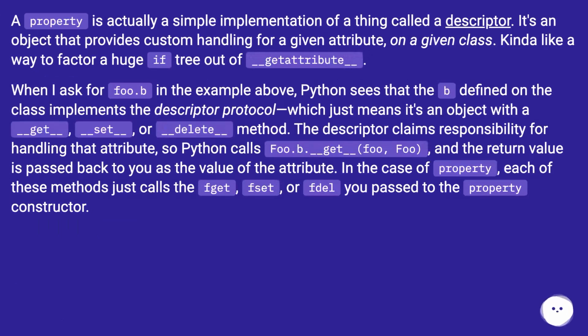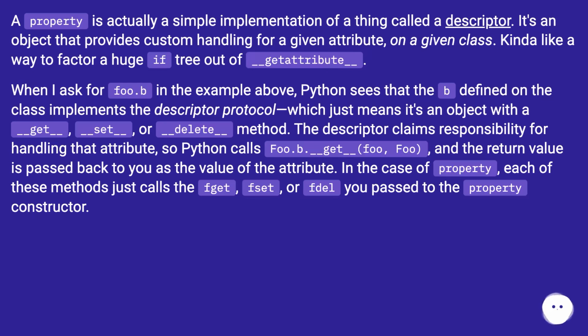A property is actually a simple implementation of a thing called a descriptor. It's an object that provides custom handling for a given attribute, on a given class. Kind of like a way to factor a huge if tree out of __getattribute__. When I ask for foo.b in the example above, Python sees that the b defined on the class implements the descriptor protocol, which just means it's an object with a __get__, __set__, or __delete__ method.